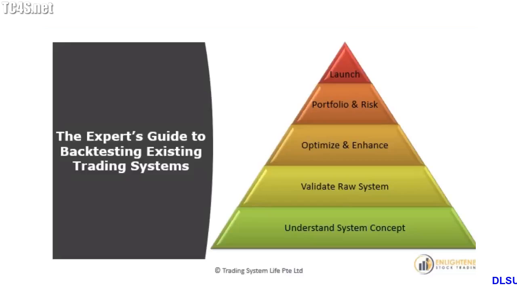Once you've understood the system concept, the next step is to validate the raw system. Now, if you're using an existing trading system, the author will have presented some results. Sometimes they're in a lot of detail, sometimes in a small amount of detail, but you've got some results to compare with. So when you backtest it, you want to validate that the results the author got are similar to the results you're getting in the same market. Now, if you're trading in a different market, you're going to get different results. But we want to validate that the author did it correctly. And so we're going to do that by coding up the system and running the backtest on the author's original market and trying to replicate those results.